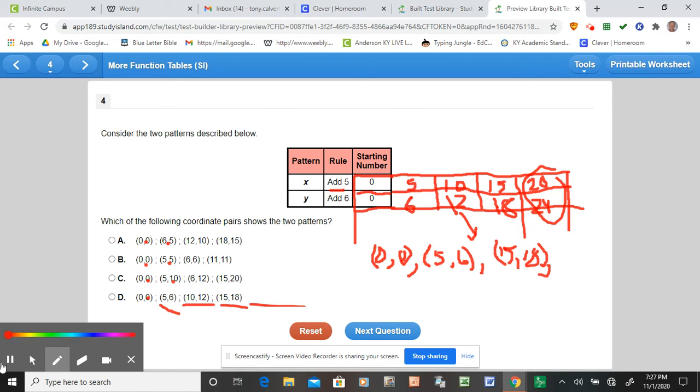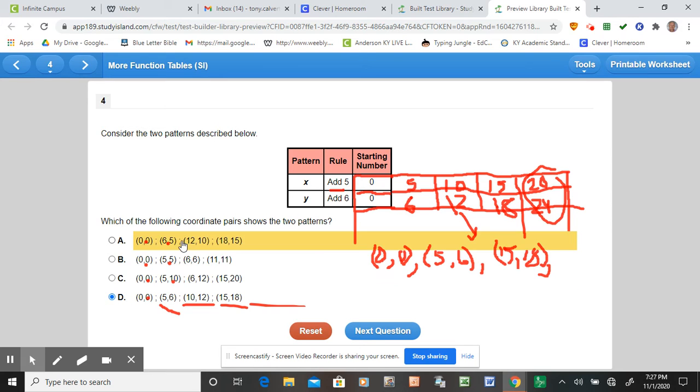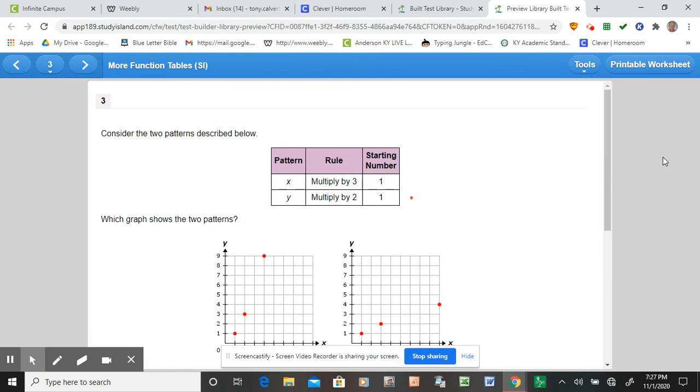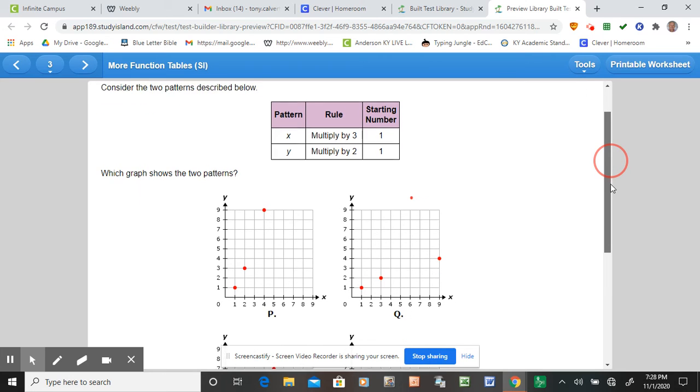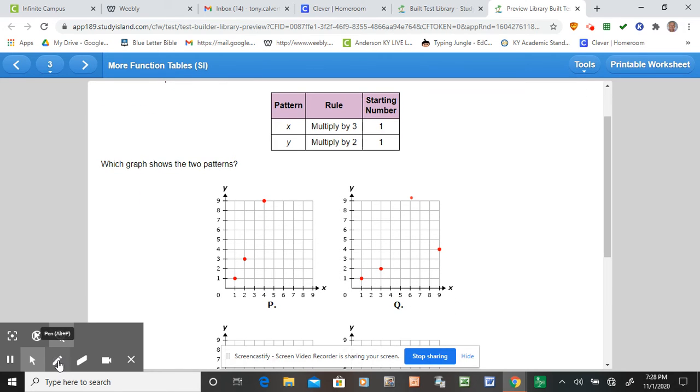Okay? So our answer would be D for that question. D for that one. So that's a different kind of question that you might run into. And this will probably be the last type. And we worked some of these last week too.